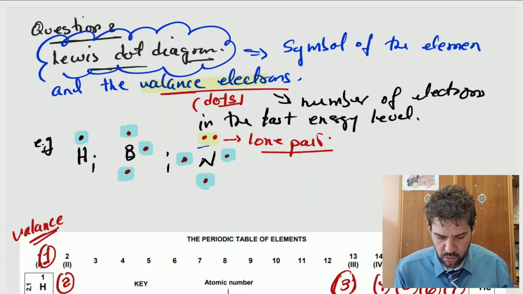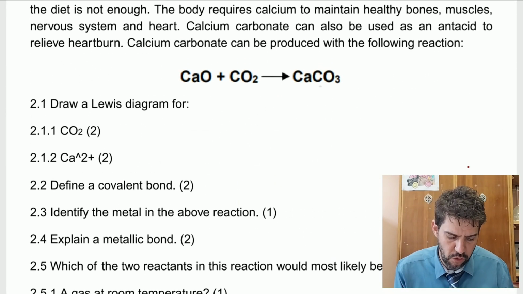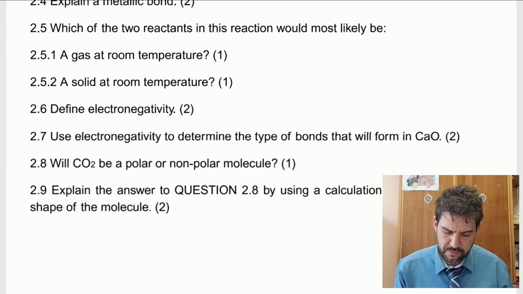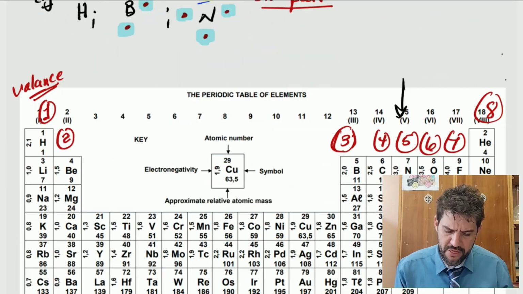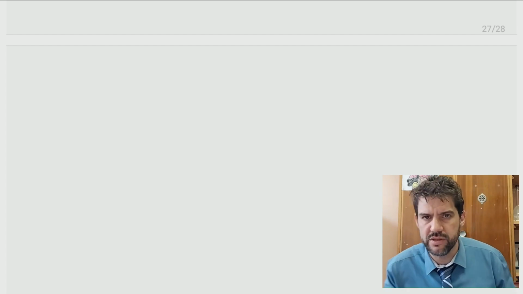So now, moving back to the question, we have to do the Lewis dot diagram for carbon dioxide and for the calcium ion. So let's do the question here. We didn't answer the question yet. We're just going a little bit around the explanation.